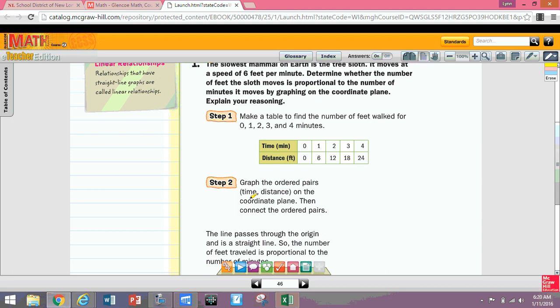Determine whether the number of feet the sloth moves is proportional to the number of minutes it moves by graphing it on a coordinate plane, and then explain your reasoning. This is exactly what you're going to have to do today. So we put the information in a ratio table, minutes over feet, feet per minute.